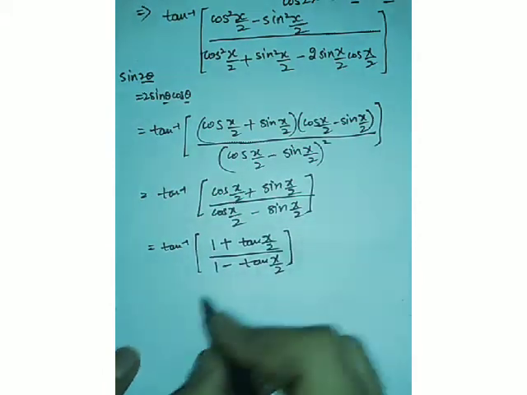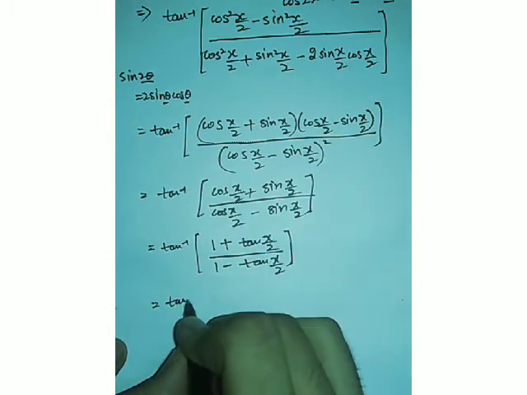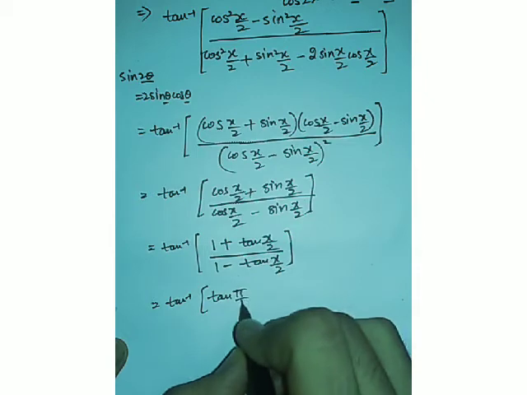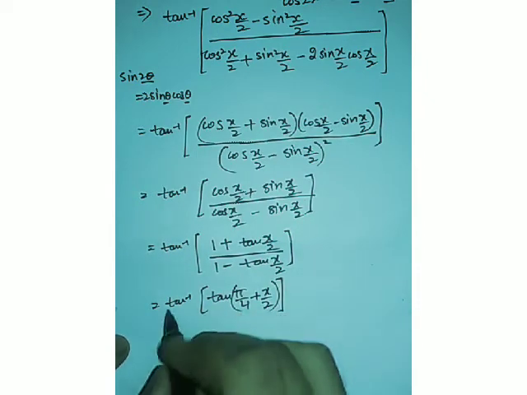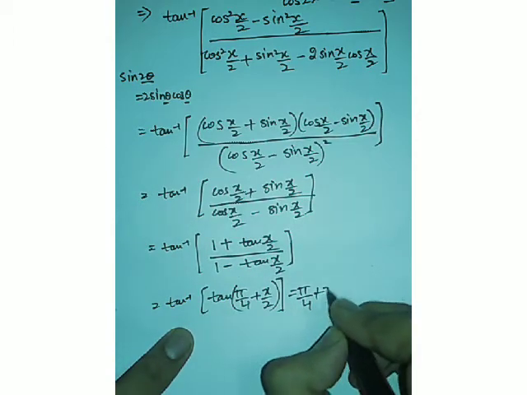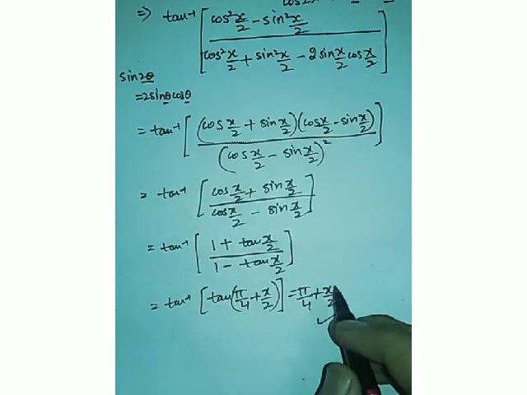Similar to the numerator. Now 1 plus tan theta over 1 minus tan theta is the very well known identity of tan of pi by 4 plus theta, that is pi by 4 plus x by 2. And then tan inverse tan of pi by 4 plus x by 2 is always equal to pi by 4 plus x by 2, which is the required simplest form, because I don't see anything simpler than this.